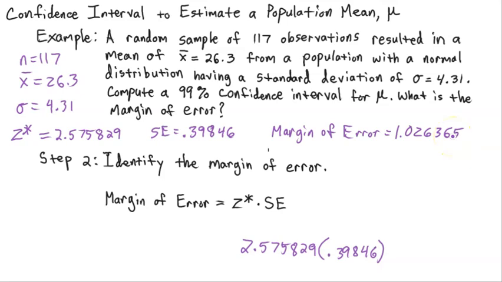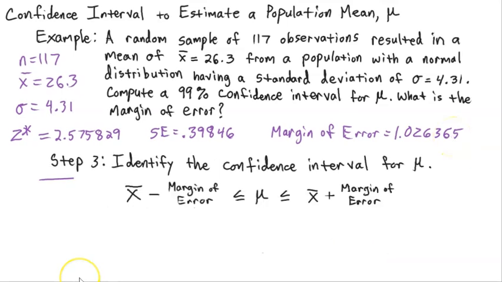Got our margin of error. Now let's move on to step 3. It's very similar to what we've already seen in the population proportion. Identify the confidence interval for mu. We'll put mu in the middle with the less than or equal to symbols. So this whole thing will always be in every confidence interval.